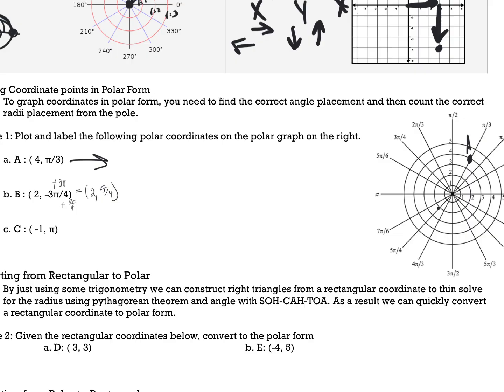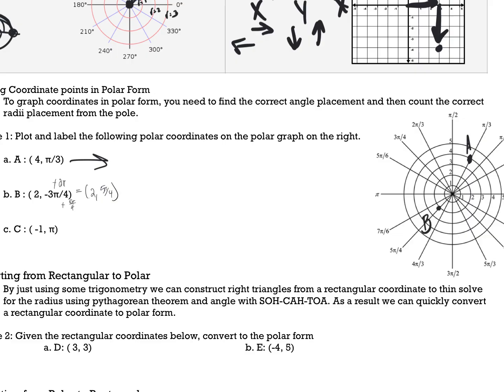It's hard to see sometimes on these systems. So here I started at 2, and I could just pivot in the negative 3 pi over 4 direction like that. So, you know, we do end up in the same direction either way. So whether you want to keep it as the positive or keep it as the negative or switch to positive, it will not matter for graphing purposes. Okay, so this is coordinate B.